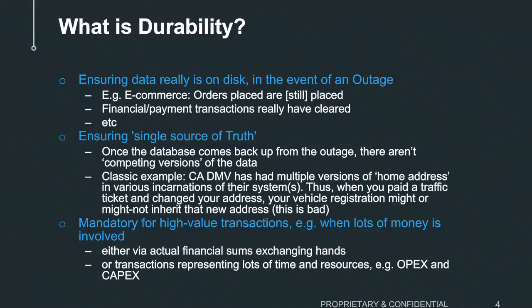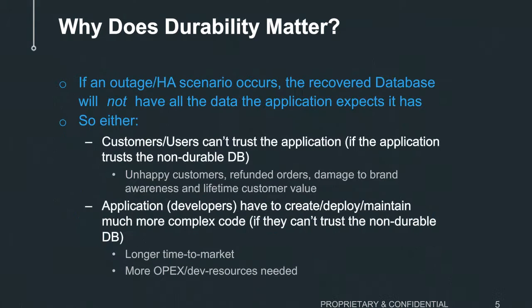So put this all in context. Why did this come up? So if an outage in the HA scenario occurs, the recovered database will not have all the data. So the customers can't trust the system, or the application designers have to be extremely pessimistic and constantly doing extra checking at all times, which means you take away the management, the RDBMS part, the database management system part, because you can't trust it anymore. You do more work on the application side. You expect the application programmers to be a lot smarter than they have to be and do a heck of a lot more, and it's slower.